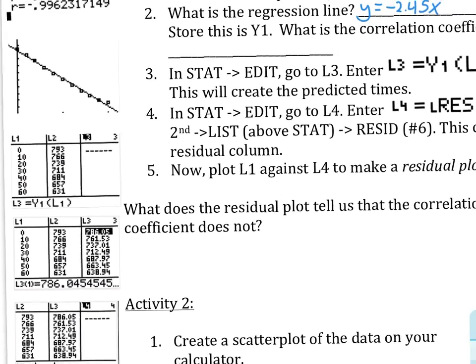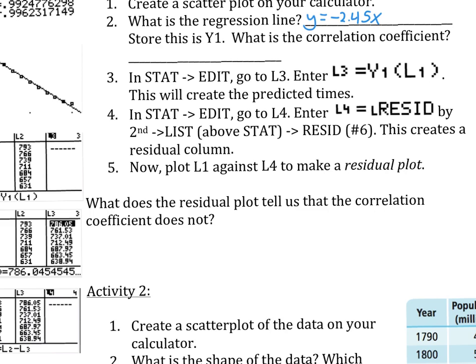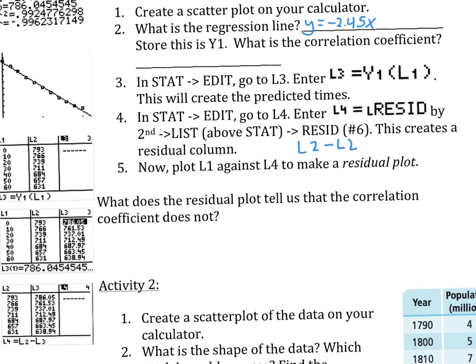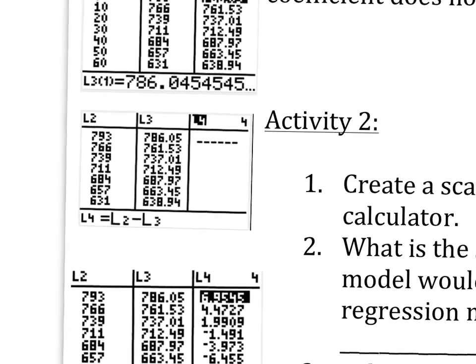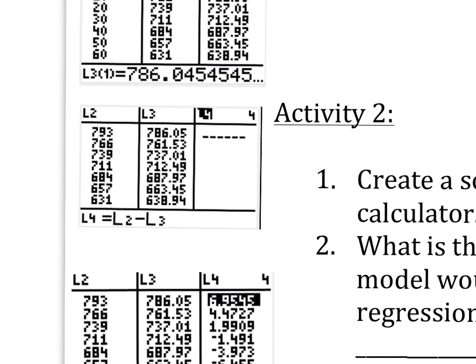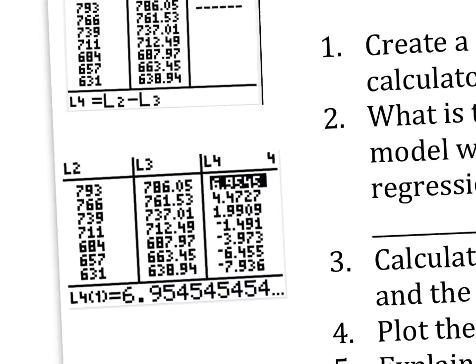Now, I think some of your calculators won't work when we do this, so I'm going to avoid the residual and instead just have you take the observed and subtract the predicted. So instead of calculating residual, do that. Here is L4, and you type in right there L2 minus L3. When you do that, you get these numbers.